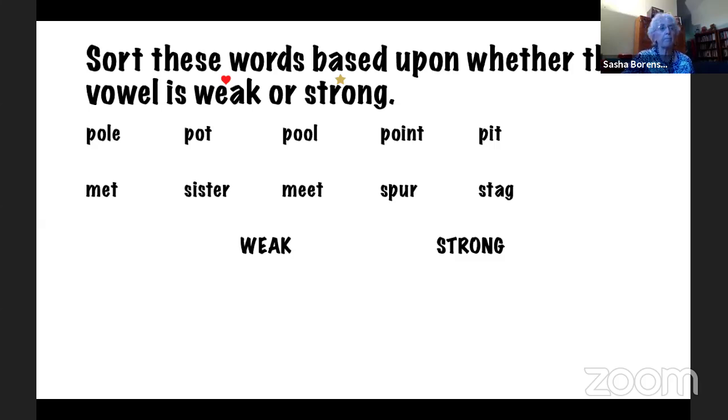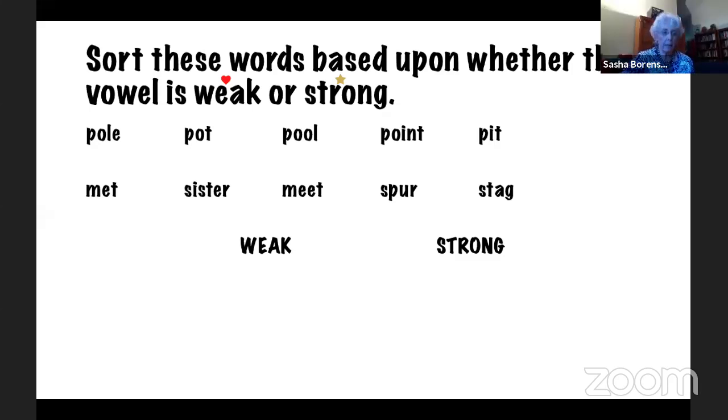Yep. Anybody have questions about this? I have a question. Yes, please. Yes, Amy. So like a short vowel, like in pot and met, are those strong or are those weak? No, those are weak.